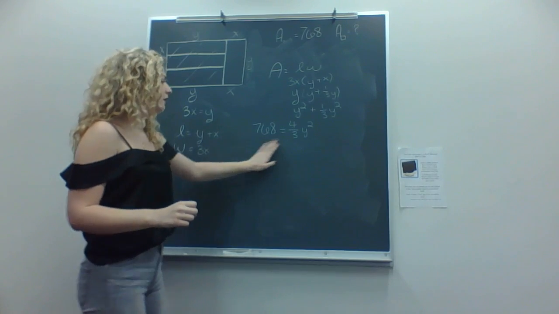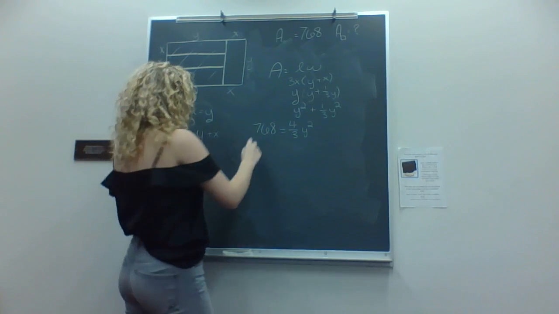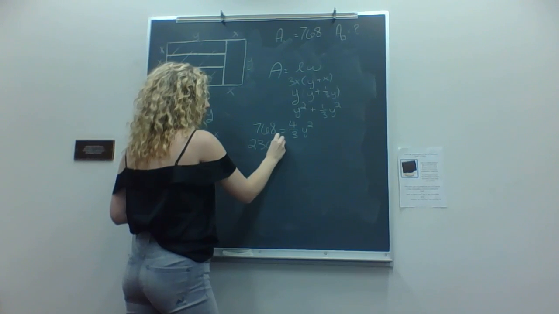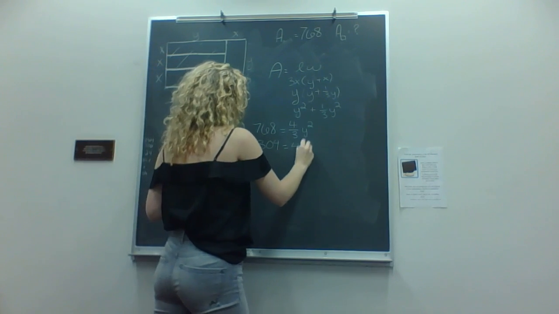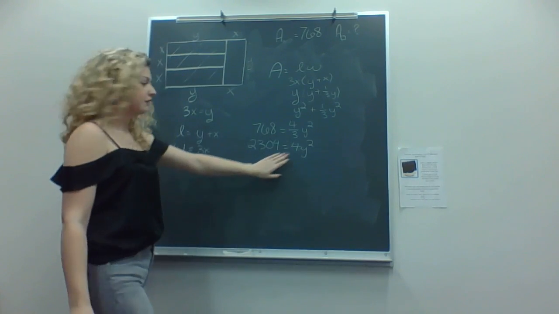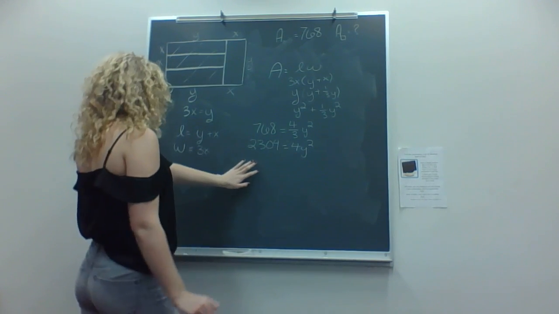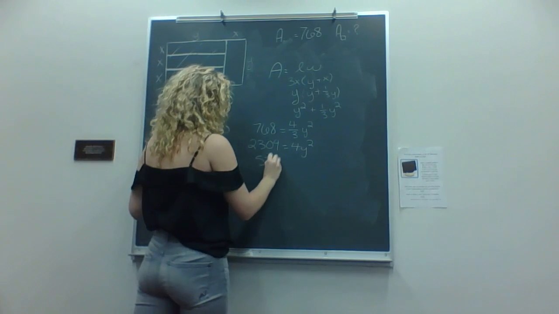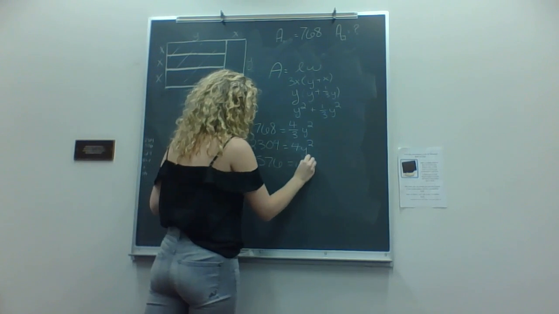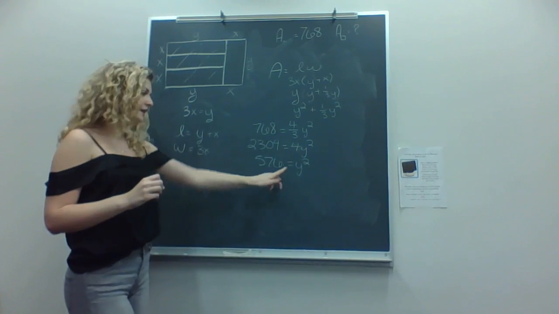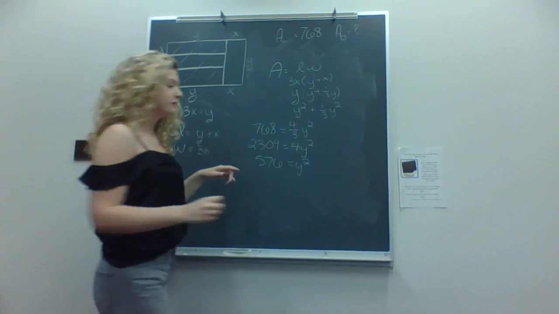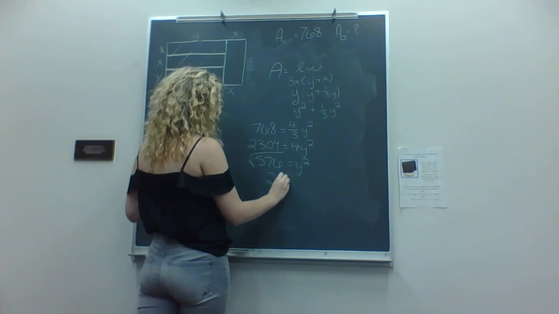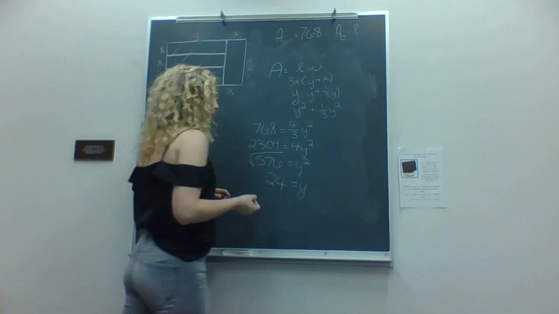So when we do that, we can multiply on each side by 3. So 768 times 3 is 2,304. And then if you were to get rid of the 4 on this side, you have to divide. So when you divide 2,304 by 4, you get 576 is equal to y squared. And then to get y by itself, you have to do the square root. So the square root of 576 is 24, which is equal to y.